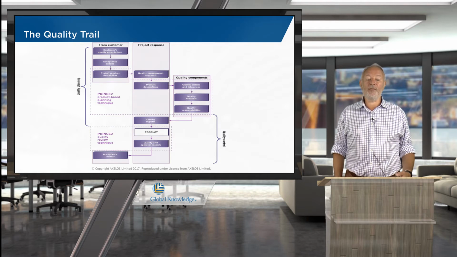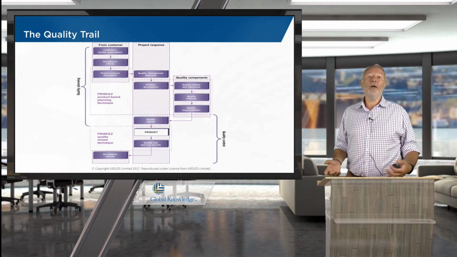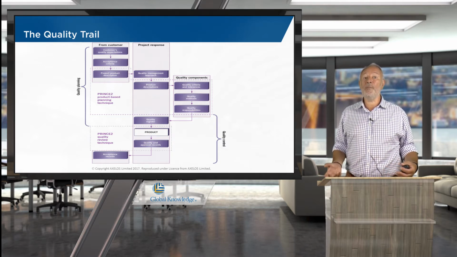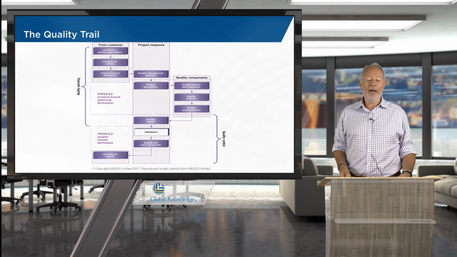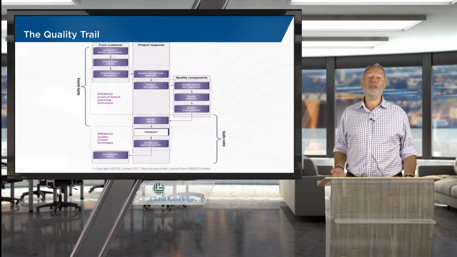Within PRINCE2 we have something called the quality trail, and this is the steps that we need to take in order to get the necessary information about quality, how this is then communicated to those who need to know, and how it's used to check that the project's product does actually meet the requirements of the customer.